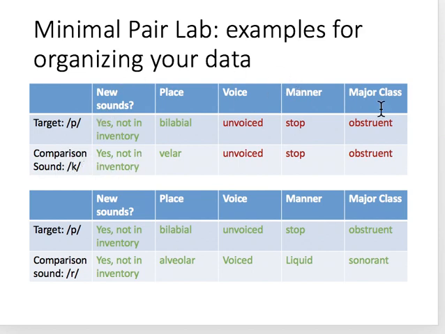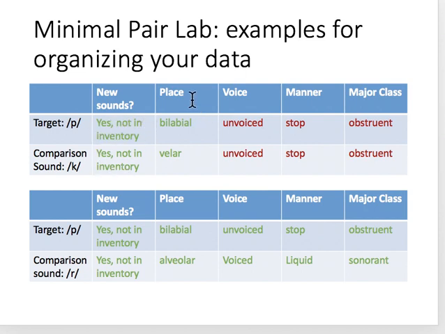But these are the things that you want to make sure you maximize for the comparison sounds ultimately. And these are, again, these features. So let's just look at this example. Let's say you took P and you wanted to compare it with K. First, you ask yourself, are these new sounds? Yes, they're not in the inventory.